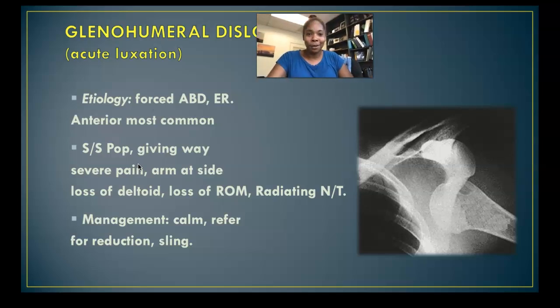And then you're going to refer them out to the ER just to make sure there isn't a fracture, especially if they're a first-time dislocator. You're going to sling them because that's a position of comfort. And then let's go ahead and get an x-ray just to make sure there aren't any fractures.